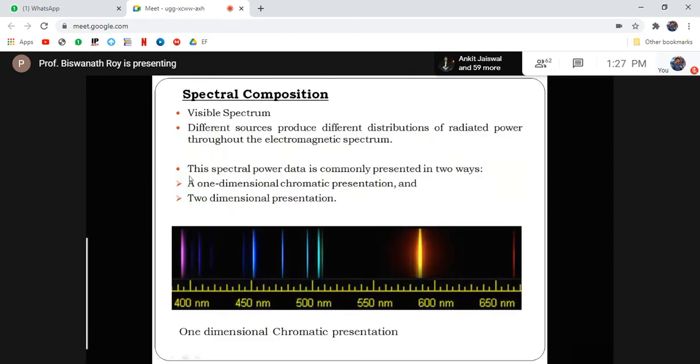By spectral composition, we mean what the constituent wavelengths are. Depending on the presentation, we can classify two types: one-dimensional chromatic presentation and two-dimensional presentation. We will come to the two-dimensional presentation later on. Let us discuss what one-dimensional chromatic presentation is. Chromatic actually means the visual presentation. This is the picture of the one-dimensional chromatic presentation.